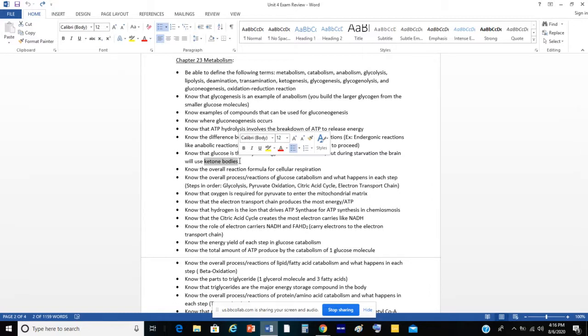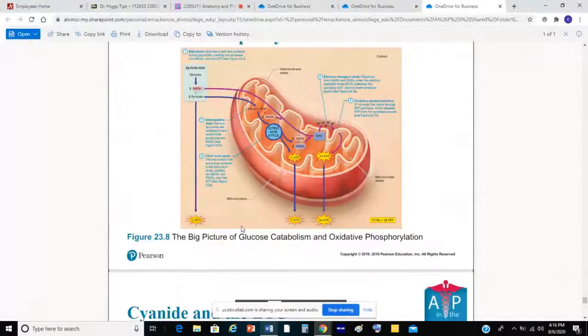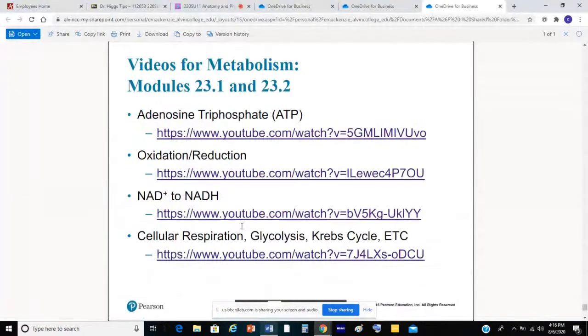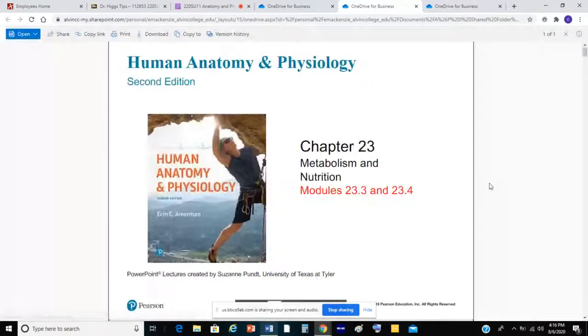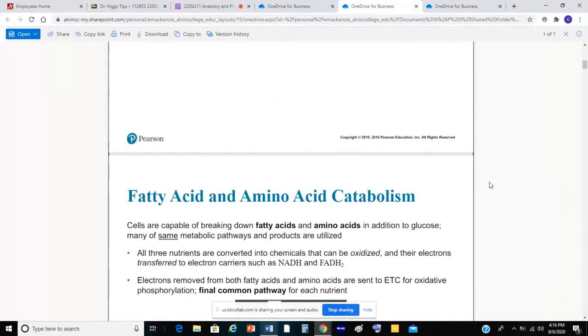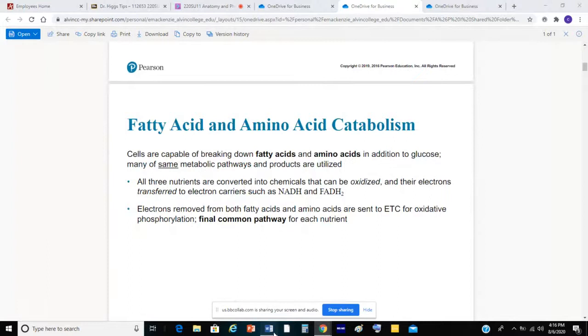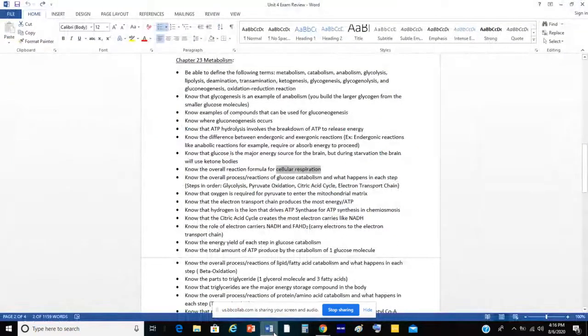You got to know the overall chemical reaction formula for cellular respiration. Basically, you got to know the overall formula for breaking down sugar. Keep going. We went through the steps of glucose breakdown already.